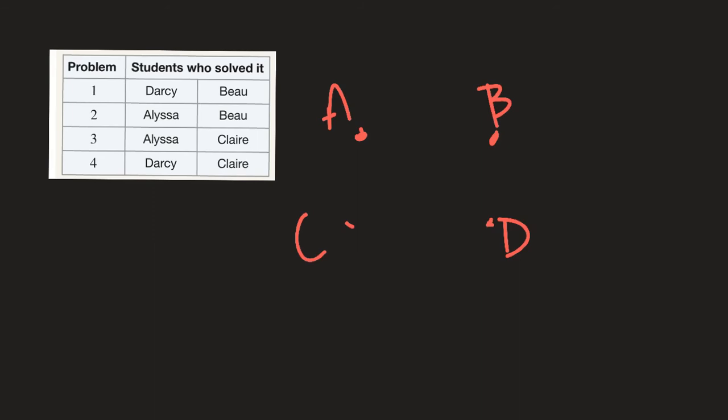And then the next thing you could do is you then look at the question. So question 1, who worked on question 1? Bo and Darcy worked together on question 1. So what you would then do is you would draw a line between Bo and Darcy to show that they worked on question 1. Who worked on question 2? Alyssa and Bo.